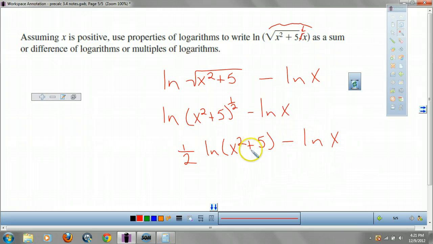Is there anything I can do with this, guys? There is not, because that plus is in the parentheses, so that means I can't combine them. Okay. Squared is with the x, so I can't bring that in front because it doesn't pertain to that 5. So we are done. Okay. That's all I got for you guys.